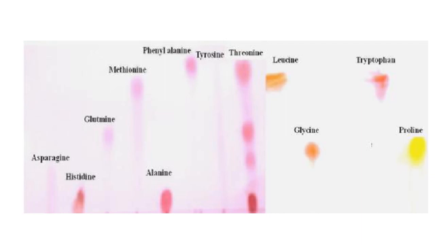Your proline here will give a negative result for ninhydrin, and it will give you a yellow color. Proline and hydroxyproline give a yellow color, so they are negative for ninhydrin. That is for your proline.